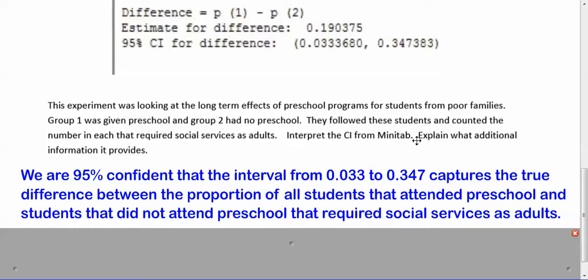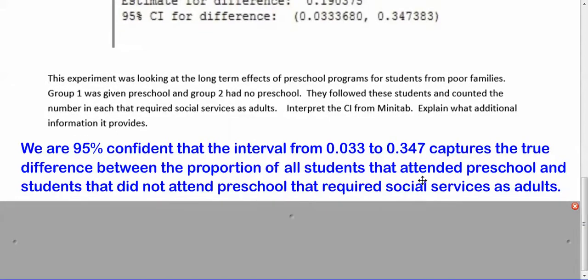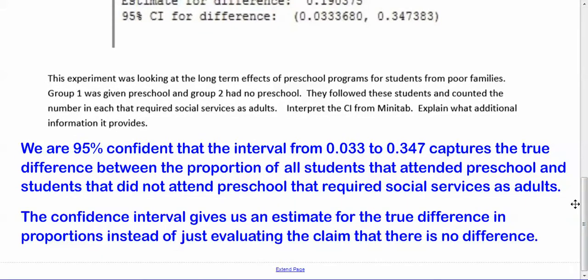The second thing on here is explain what additional information it provides, and like all confidence intervals, this confidence interval gives you an estimate for the true difference in proportions. In other words, it actually tells you about the magnitude of the difference, instead of just evaluating the claim that there is no difference or that there is a difference. So if we were to do a significance test using alpha of 5%, we would end up with statistically significant results because this confidence interval does not include the value 0. We'd be pretty confident in the assertion that there actually is a difference between these two groups. It does seem to make a difference whether or not people have preschool as young children.